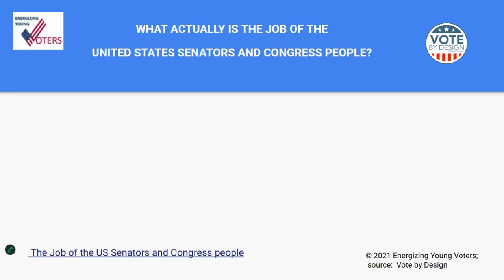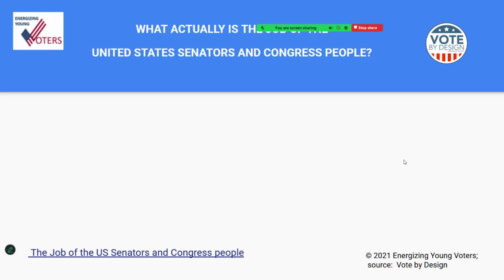But today's experience is going to be about helping you gain a better understanding of what exactly is the job of your representative in Washington, D.C. And secondly, what matters to you personally when you think about who to vote for.